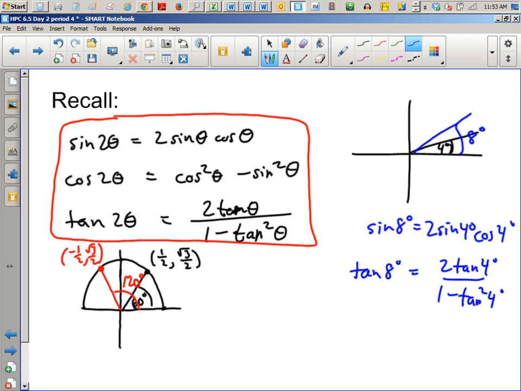we can't produce angles like 5 degrees, right? Because we only have 30 degrees to work with and 45 degrees to work with. So we could do half of those. We could do 15 degrees, 22 and a half degrees. We have 135 on the unit circle. We could do 67 and a half degrees using today's formulas. We could find sine, cosine, tan. Okay?